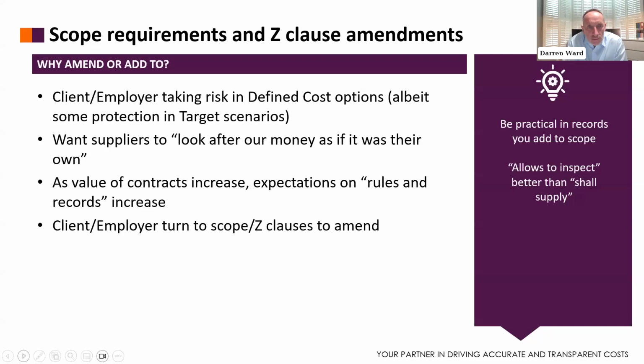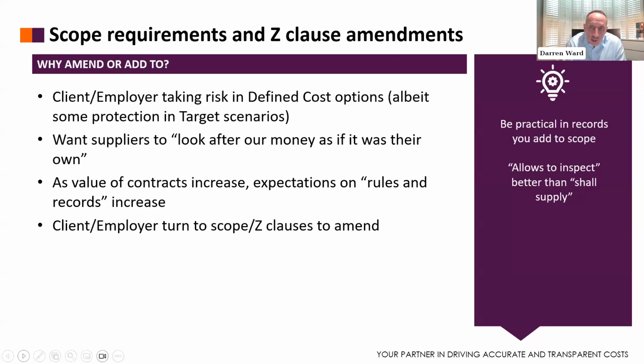Well, we went through options C, D, and E. And in most of those situations, it's quite clear to see that the client employer is really taking the financial risk in terms of what this project or contract will outturn at. So any client employer will sensibly want to think that their supply chain looks after the money as if it was their own. So as the value of contracts increase, expectations on rules and records increase. And that's exactly where these will appear as additional requirements in the scope or amended Z clauses.